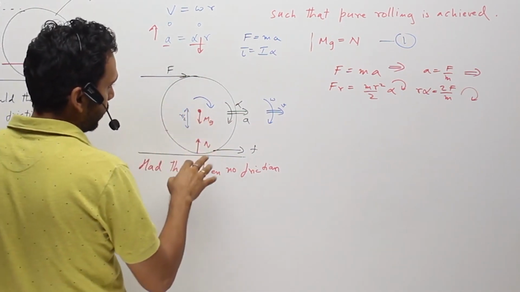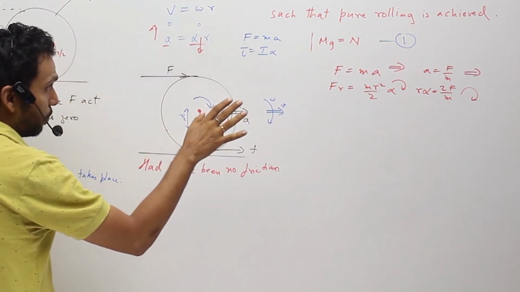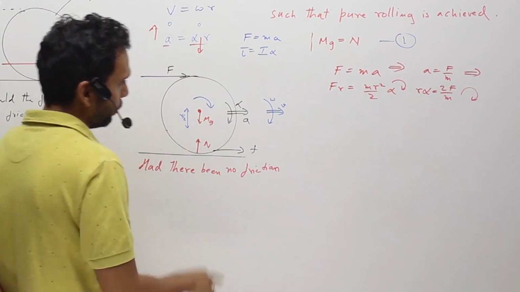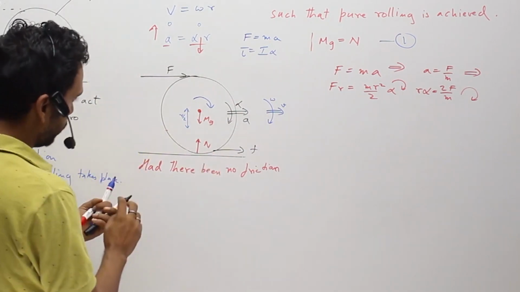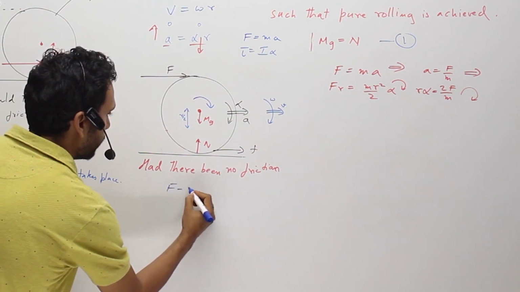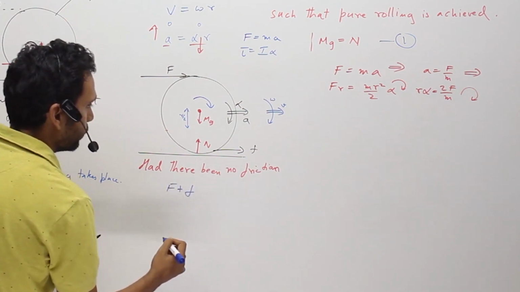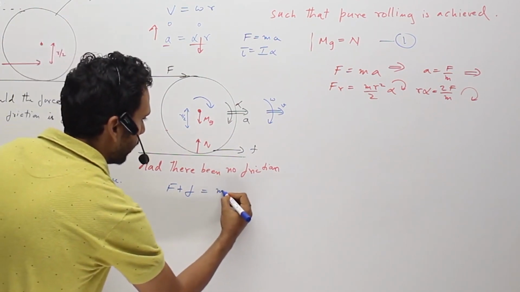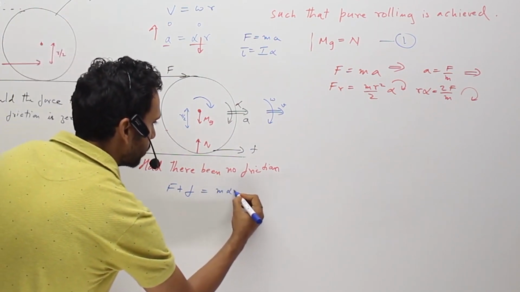So that would have been for a ring, but for a disc or a cylinder over here, that is not happening. So what we have is F is forward. So the equation would be F plus F is equal to mA, which is alpha times R.